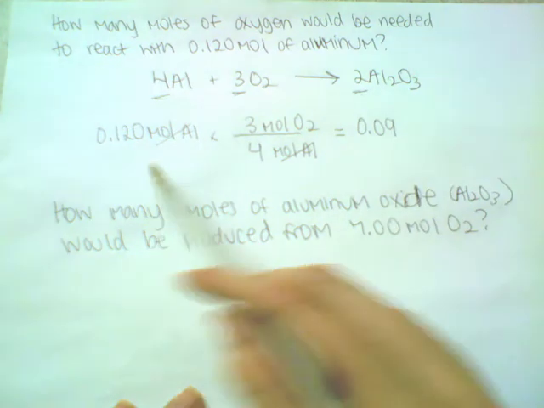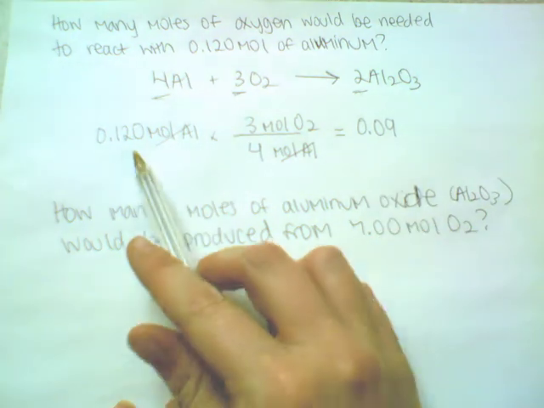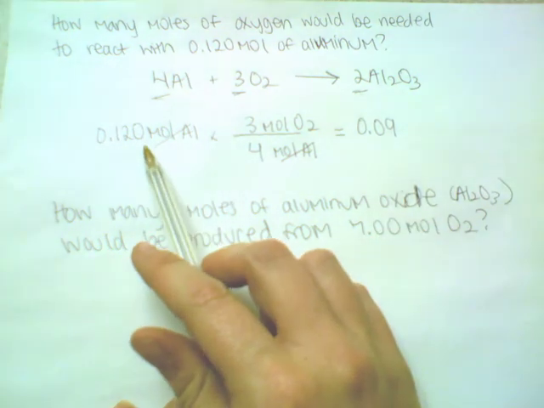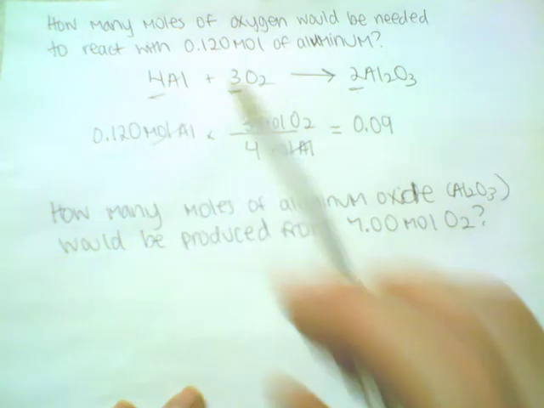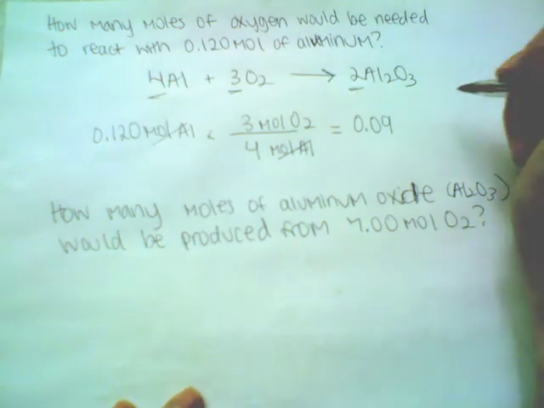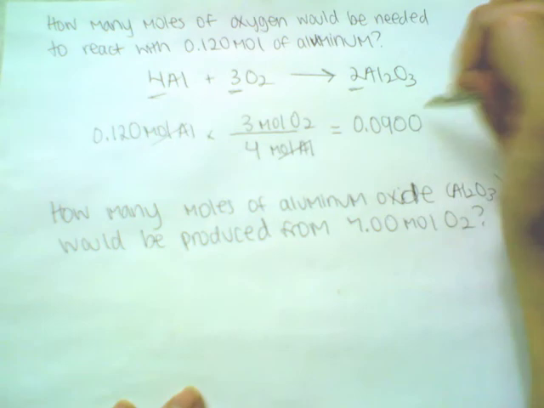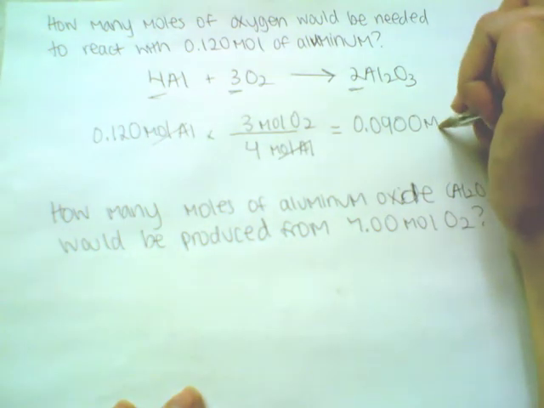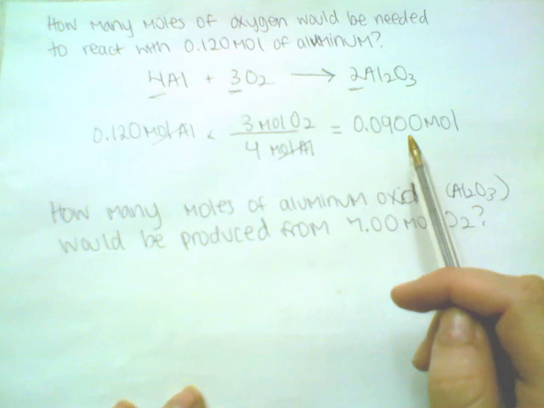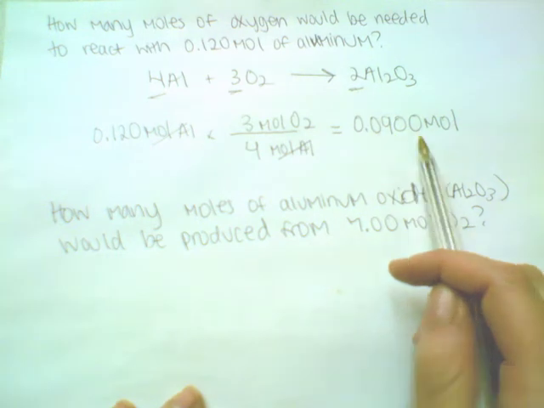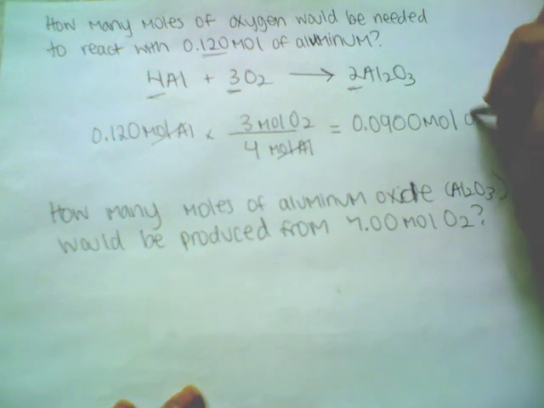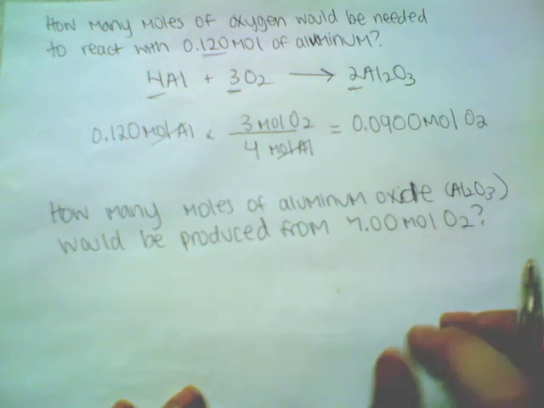Notice that we got a really small number, and that's okay because we started with a much smaller amount of aluminum than the original 4 moles that the reaction called for. And then if we want to take into consideration significant figures, change that to 0.0900 because we had 3 significant figures in the given, and your units are moles of oxygen.